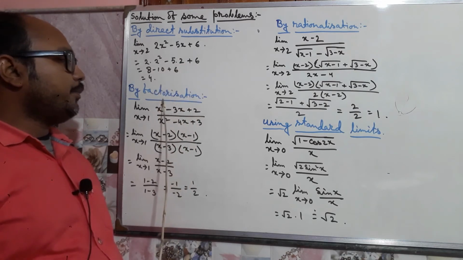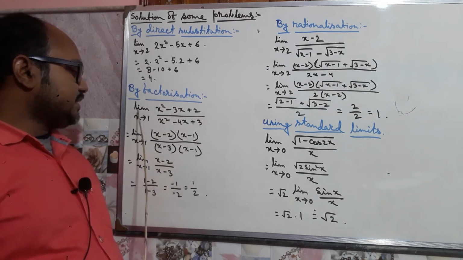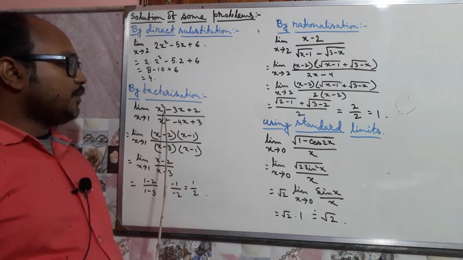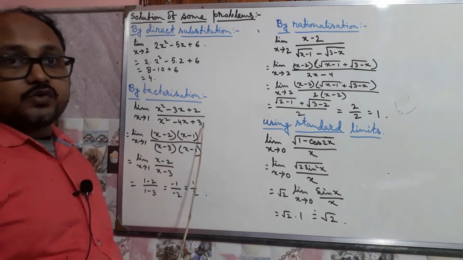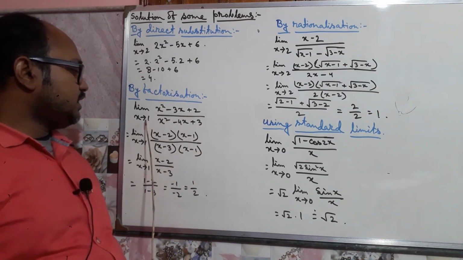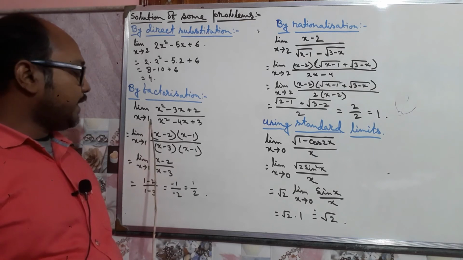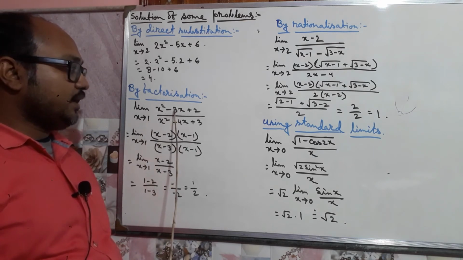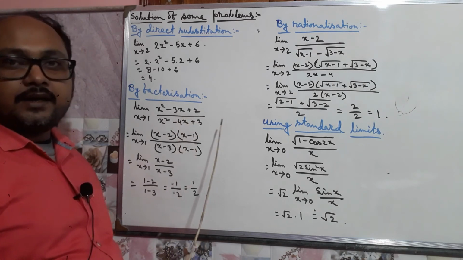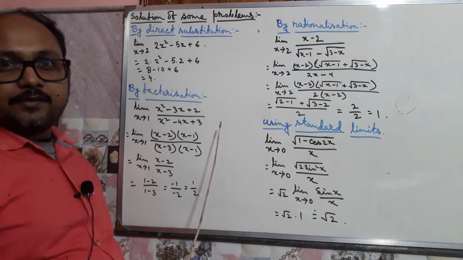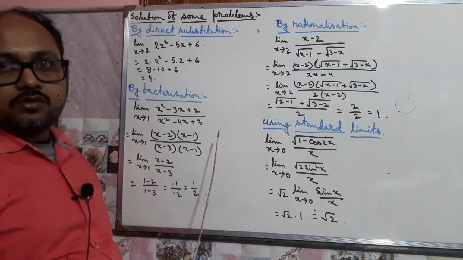Now method of factorization. Limit x tends to 1, x square minus 3x plus 2 by x square minus 4x plus 3. You see here, if you put the limiting value of x, that is 1, directly to the numerator and to the denominator, both the values will be 0. It will be 0 by 0, that is indeterminate form. You can't find the value.